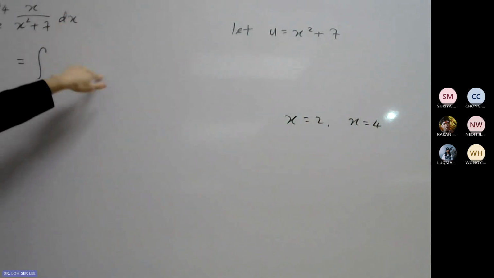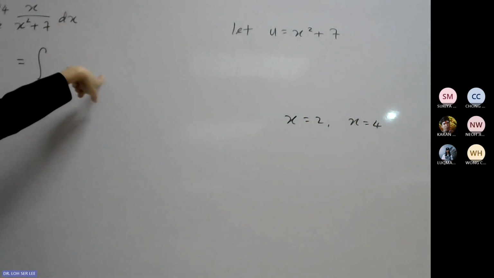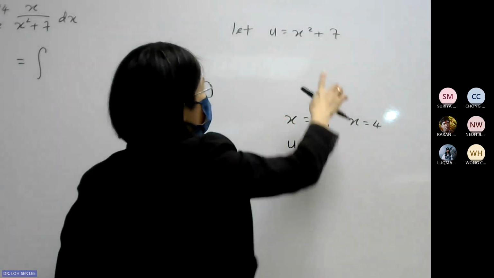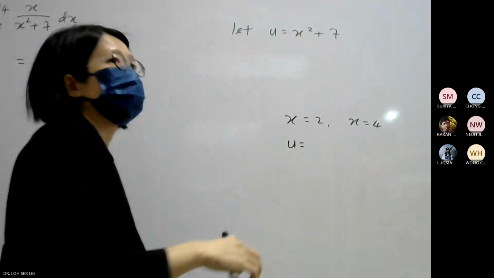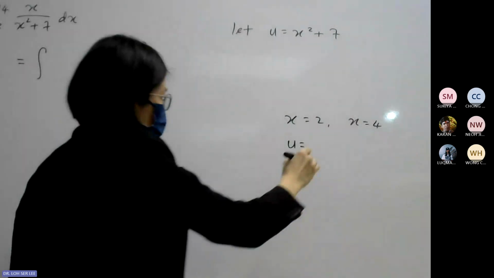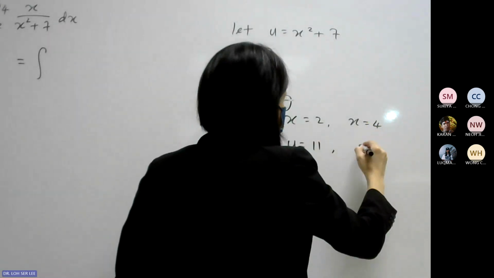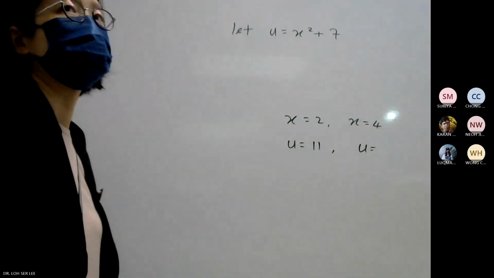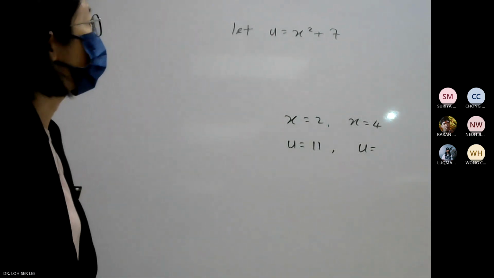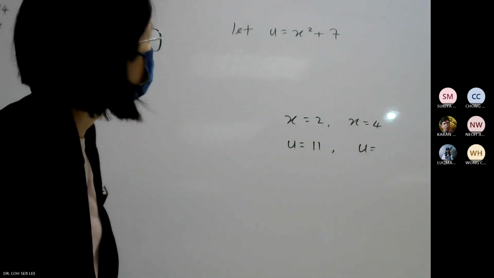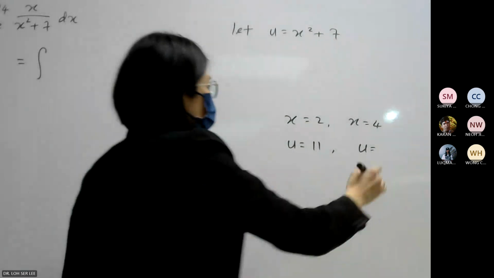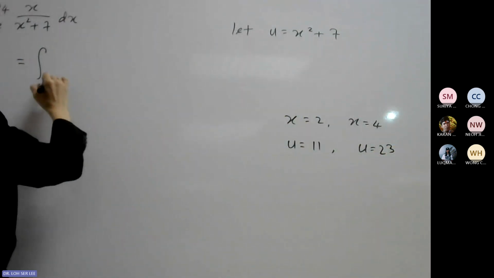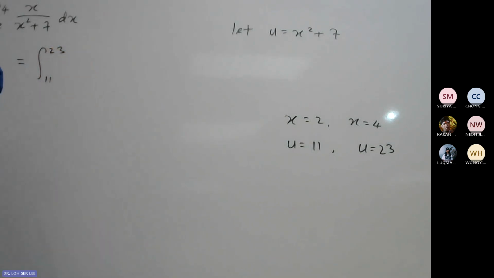Now we want to change into u, so it must be new values. When x is 2, your u will be 11. When x is 4, your u will be 23. So your new values will be 11 to 23. This is for u.